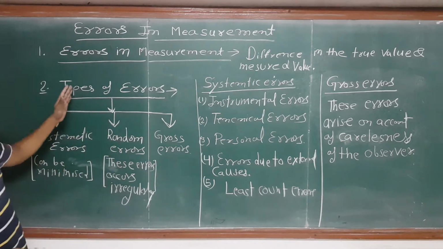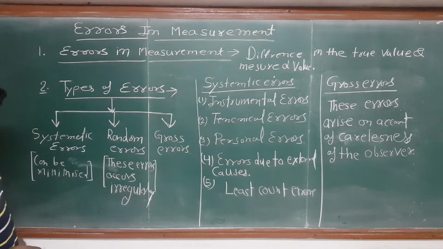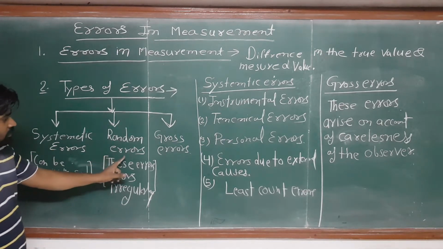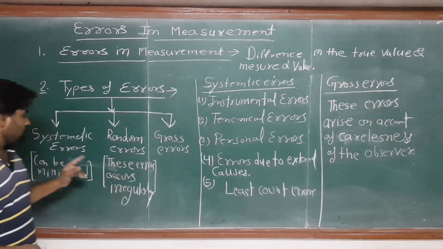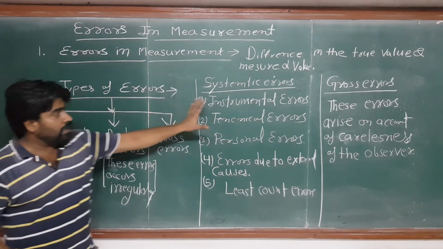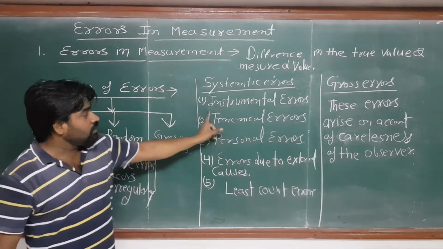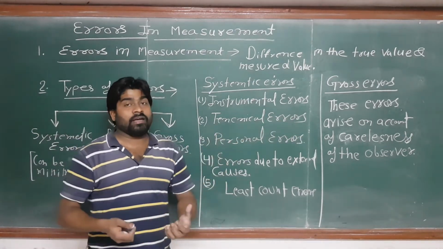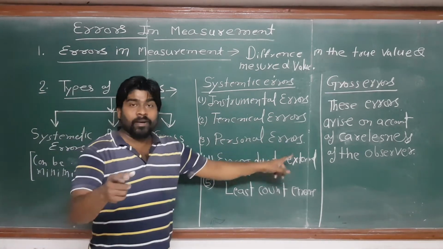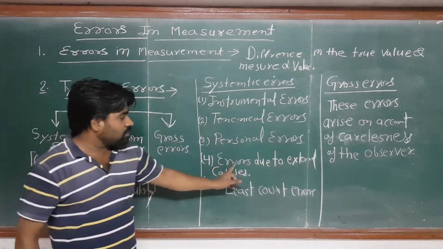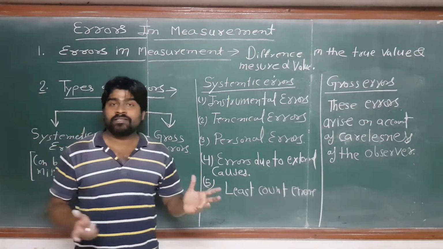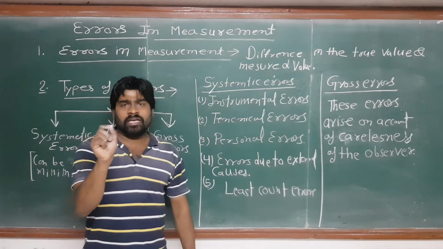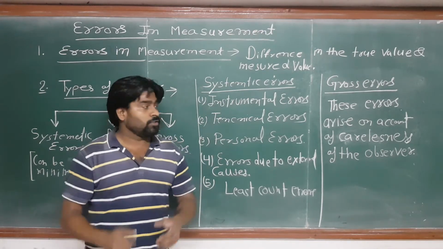So there we have discussed the types of errors also. There are three major types of error: systematic errors, random errors, and gross errors. Systematic errors are written here. These are instrumental errors, from the instrument we are using; technical errors, if we are lacking somewhere; personal errors, committing mistakes by ourselves; errors due to external causes like temperature, pressure, etc.; and least count errors, the minimum value of a scale or of any measuring tool.